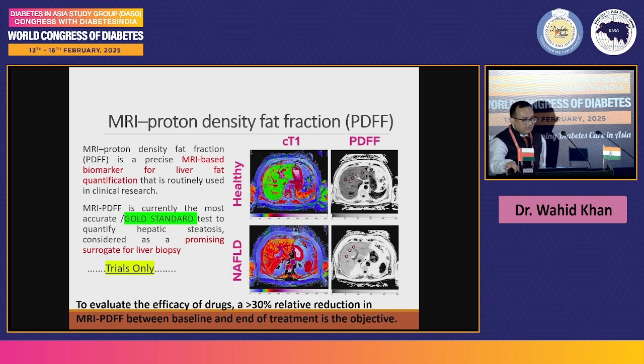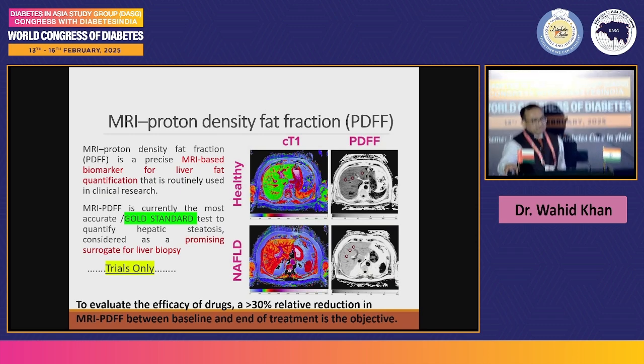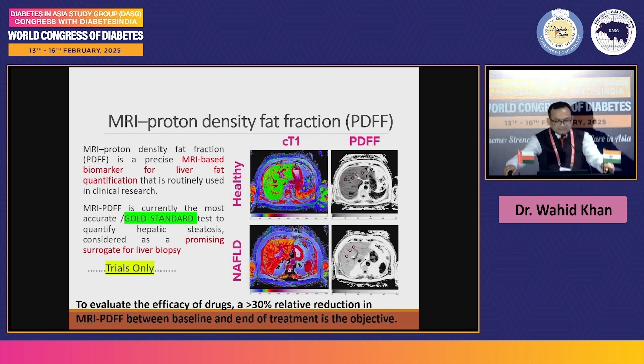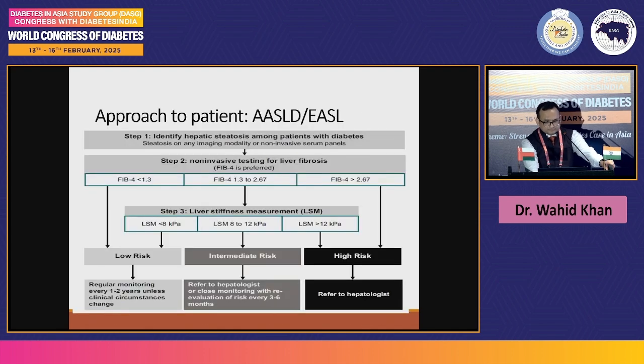Currently, research is underway utilizing MRI proton density fat fraction, especially in evaluating the efficacy of drugs. It is under clinical trial, and it is said that if there is more than 30% relative reduction in MRI PDFF between the baseline values and post-treatment values, we achieve the objective, and this drug can be used in treatment of MASLD. It is the gold standard test to quantify hepatic steatosis and is a promising surrogate to liver biopsy.